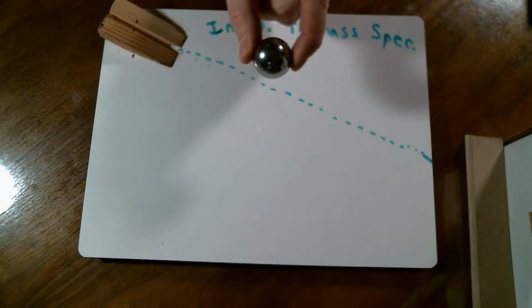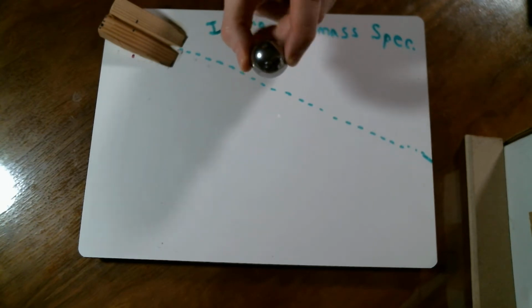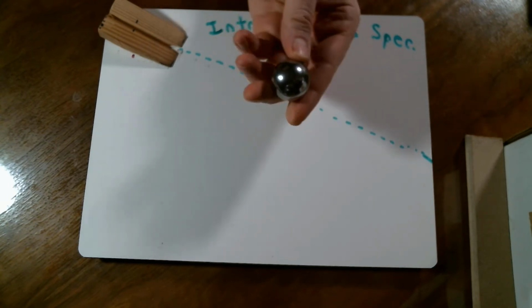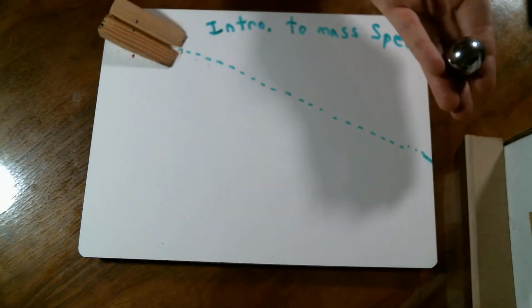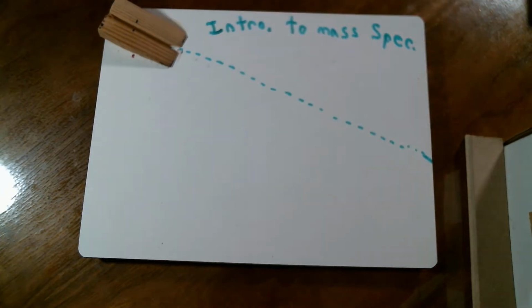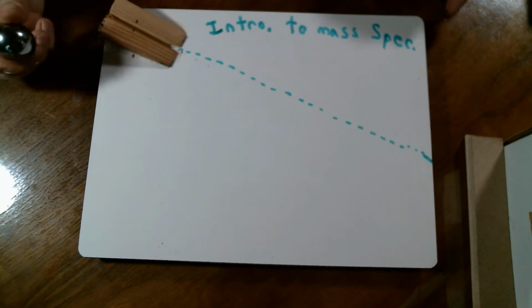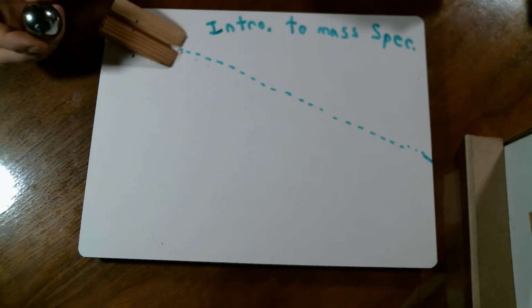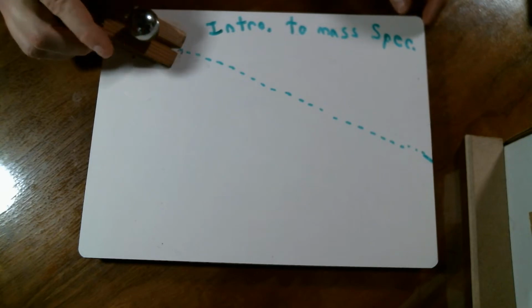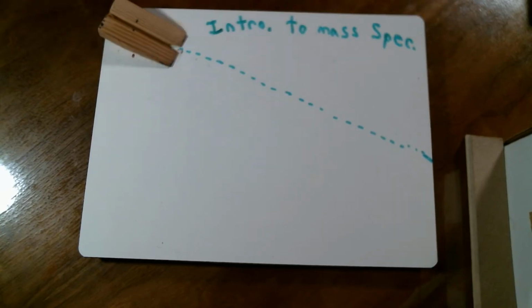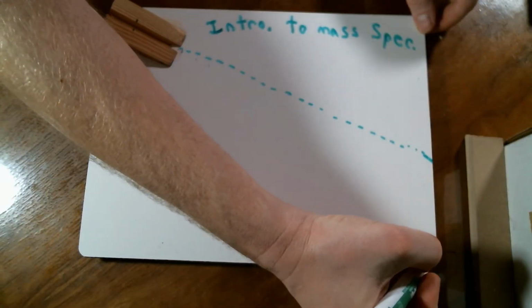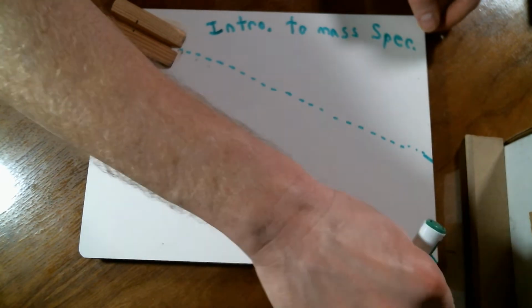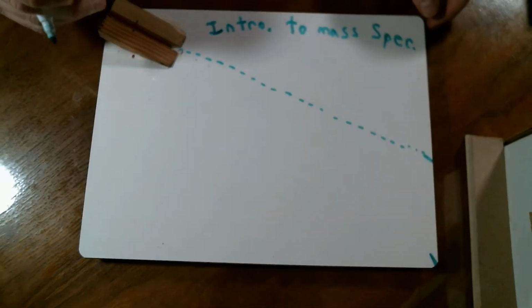Here I have a steel ball bearing. It is the largest steel ball bearing that I've got. What I'm asking is, what is it going to do when I drop it off of this ramp? Make your guesses. So you'll notice that when I dropped it, it seemed to go off at the very edge of the whiteboard. Let me do that again.